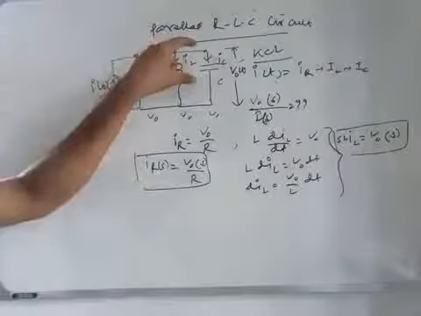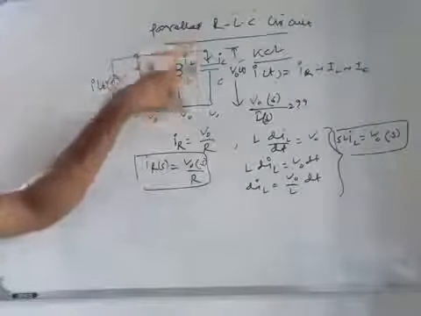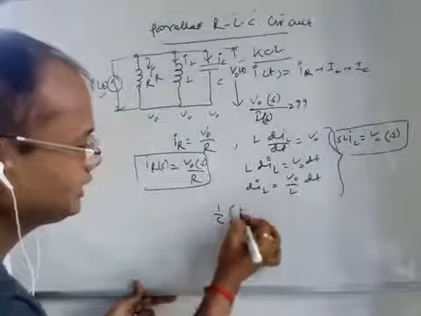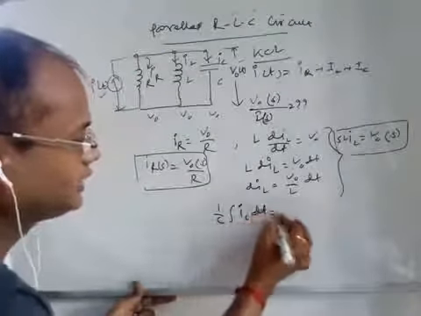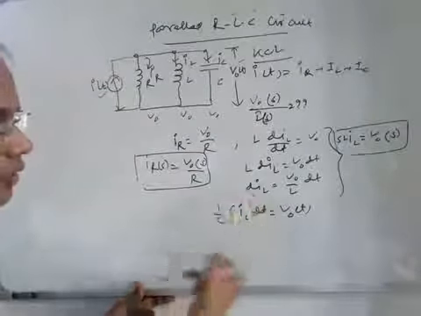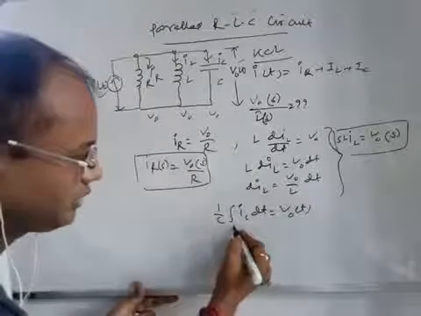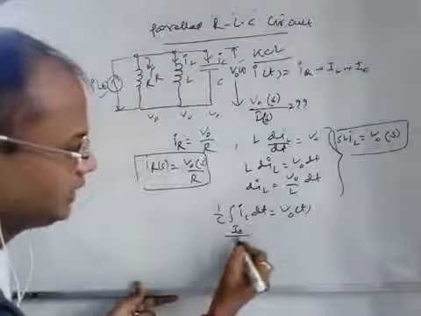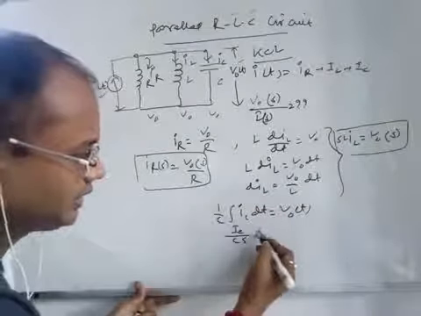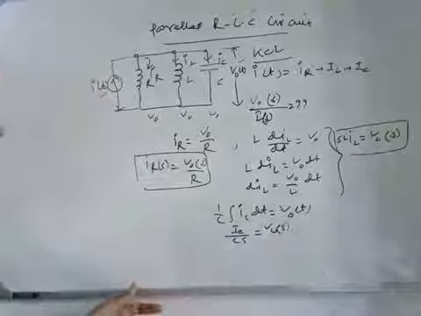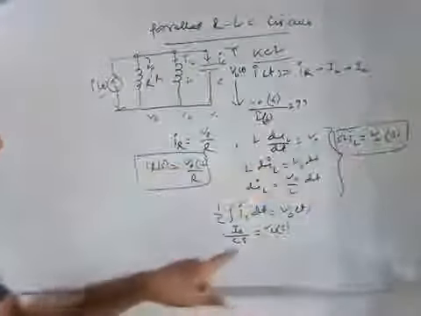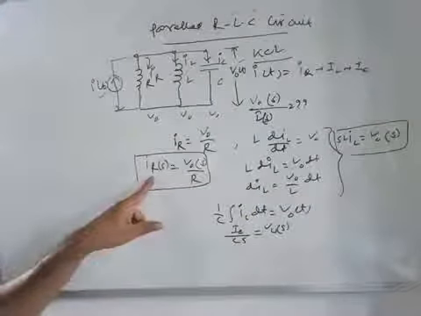Next part is the capacitor part. Similarly, 1 by C integration of IC dt is equal to your V0(t). Right? So if you take the Laplace transform on both sides, you get IC by CS equal to V0(S). Right? So you get IL from here, you get IC from here, you get IR from here.